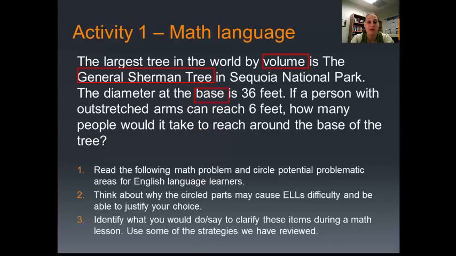Base is another one of those terms that have different meanings, right? So that could be particularly problematic to ELLs. And also to help them, you might want to add an image or a chart that shows the base of a tree, right? Feet, again, feet has two meanings.